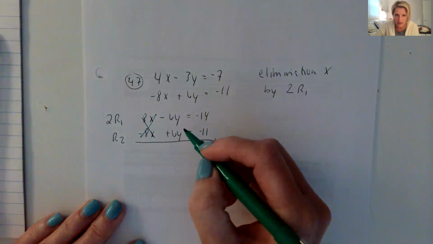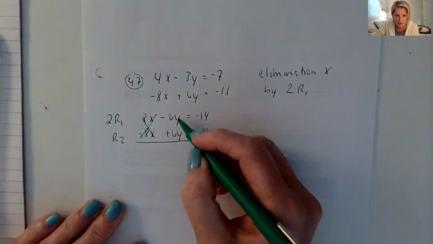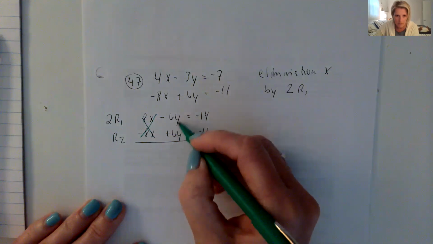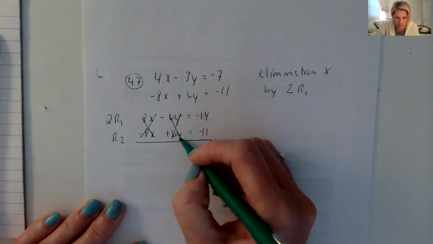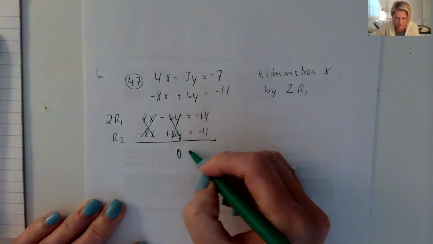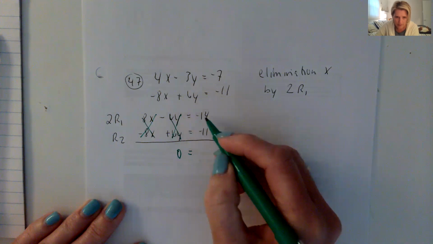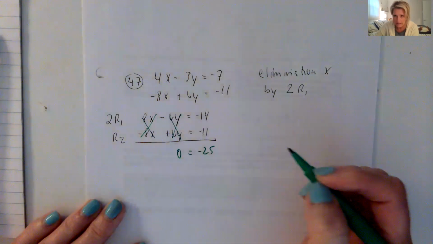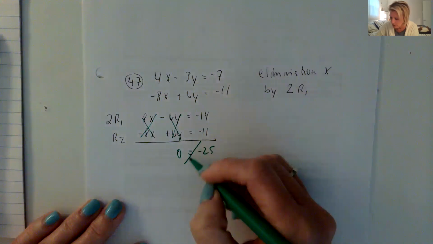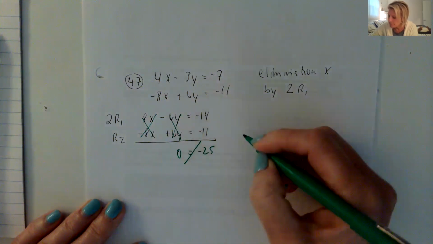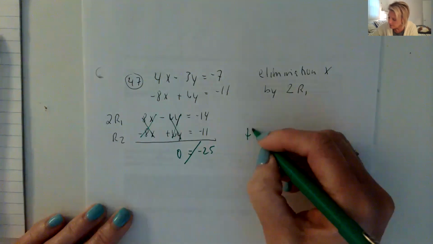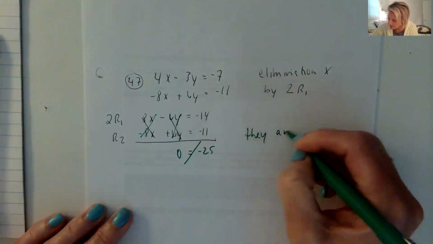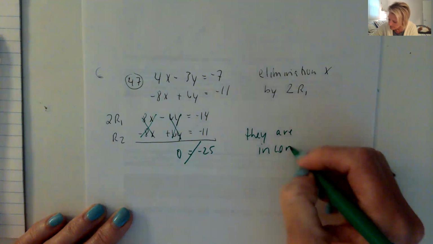And then my x's did eliminate, which is awesome. And then I'm going to add my y's, and ooh, it looks like my y's eliminated. So now I have 0 on the left. Negative 14 and negative 11 is negative 25. Those don't equal at all, right? Uh-oh, so that tells us that they are inconsistent.